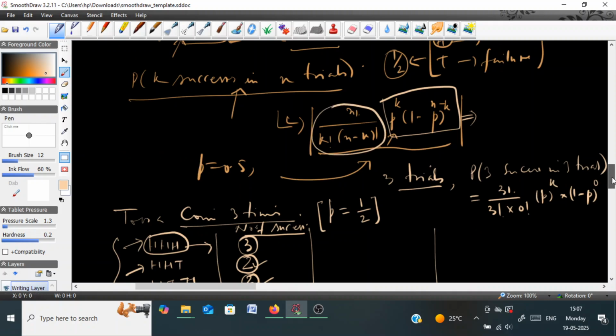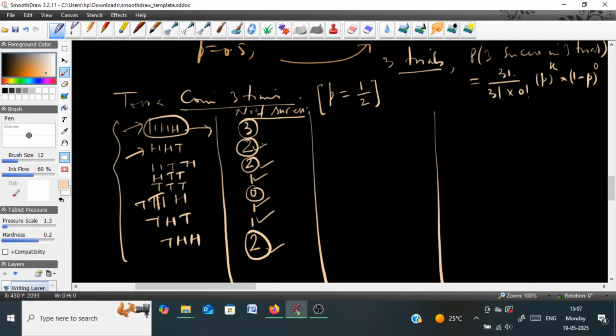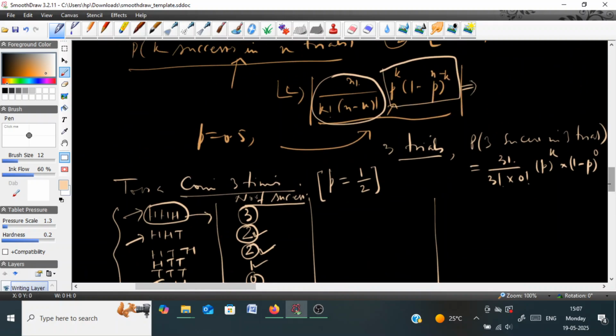But this factor comes into the picture because you have more than one combination which gives the same success rate. So that is why we have this factor here. If you solve this, it becomes 1 by 2 to the power 3, this gets cancelled, and 1 by 2 to the power 0, and you get it as 1 by 8.